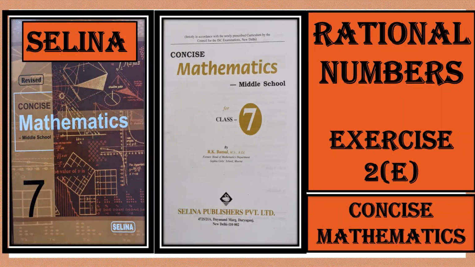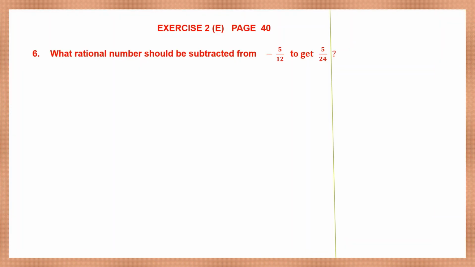Hello students, let's do rational numbers exercise 2E. This is on page number 40. Let's look at question number 6. What rational number should be subtracted from minus 5 by 12 to get 5 by 24?